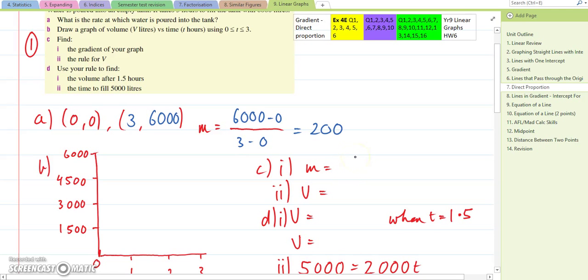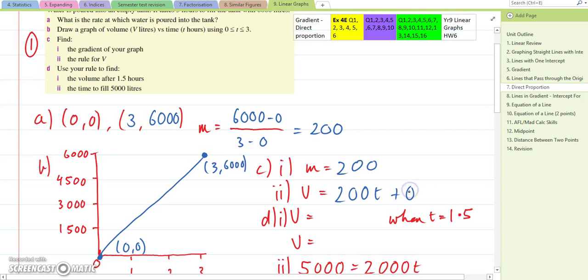So for the next part, draw a graph of the volume. Well, we know that we've got a point here and a point here. Labeling the two values there. The gradient of the graph we've just done is 200. The rule for V, well, V is going to be 200 times t, the time that passes. And we could write plus 0, but it doesn't actually change anything. Again, that's our y-intercept, so let's just go back to what we've got here.